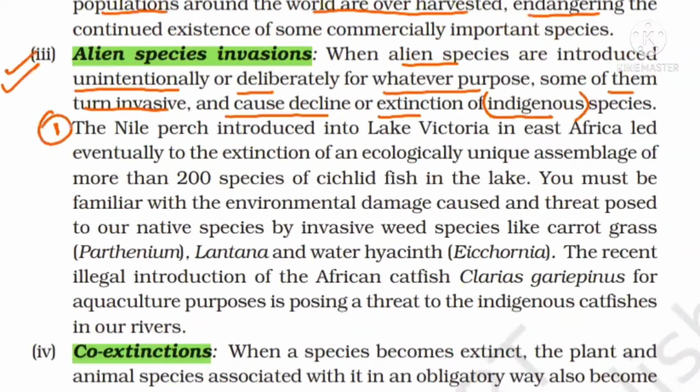First example, please focus better. First example is Nile perch. When it was introduced into Lake Victoria in East Africa, it led to the extinction of a very unique assemblage of more than 200 species of cichlid fish of that lake. So the first example: Nile perch causes the extinction of 200 species of cichlid fish. Clear? Introduced in which lake? Lake Victoria of East Africa. Please learn, okay, beta? This is important.